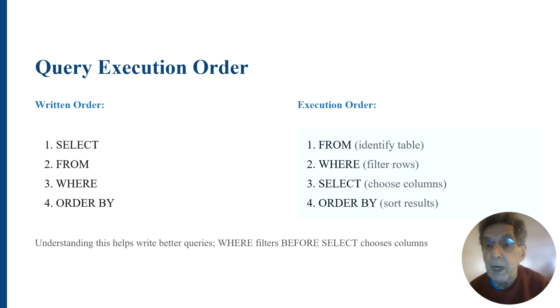Step 4 is the order by. Finally, the results are sorted, and this happens last because you need to have the final data set before you can arrange it. So why does this matter?